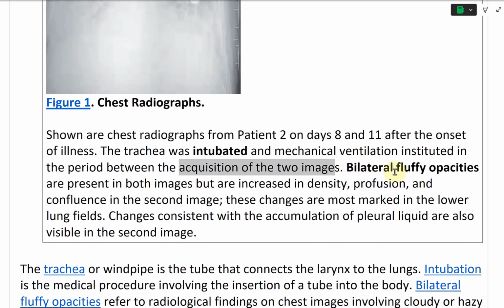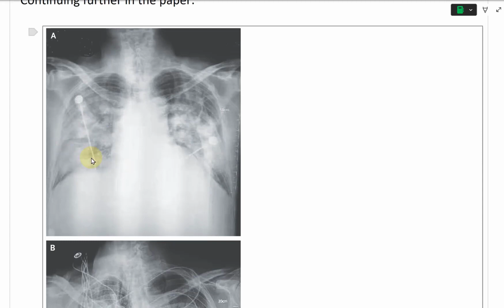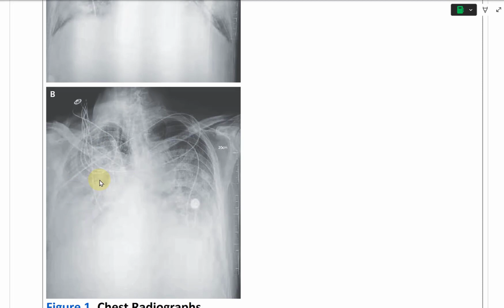And then it states here that bilateral fluffy opacities were present in both images, but are increased in density, profusion, and confluence in the second image. And these changes are most marked in the lower lung field, changes consistent with accumulation of pleural liquid are also visible in the second image. So basically what it's saying is that there are some fuzzy areas right here and it becomes more fuzzy here in the lower part. So you can see through it here. Notice after 11 days now it's becoming even more opaque.